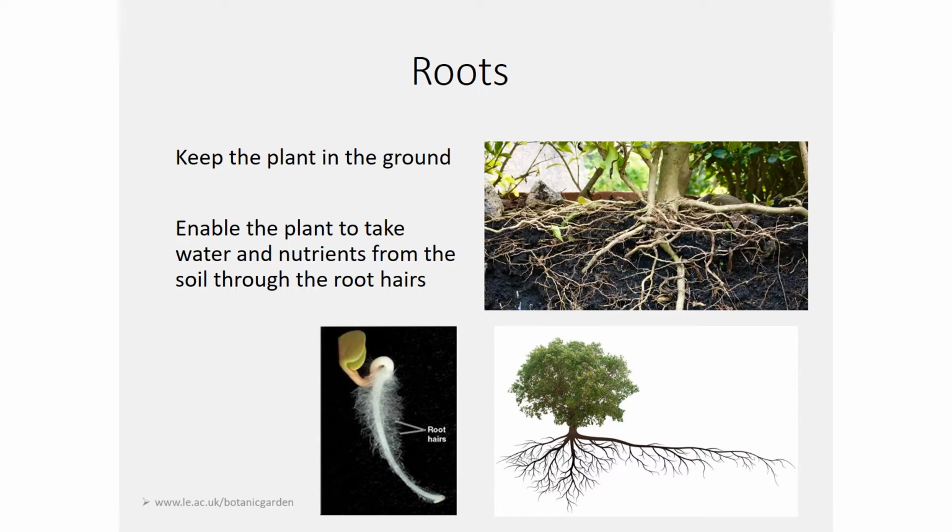Nutrients, if you remember, are the goodness from the soil that the plants need to grow, such as iron and nitrogen. The picture on the right of the tree just shows how far the roots grow underground away from the plant. Maybe next time you're outside and see a tree, try to imagine how far the roots might be growing underground.